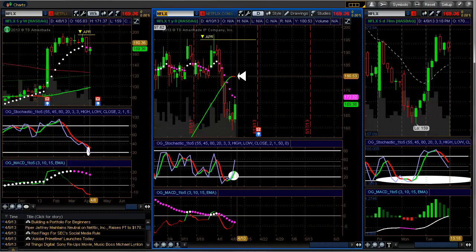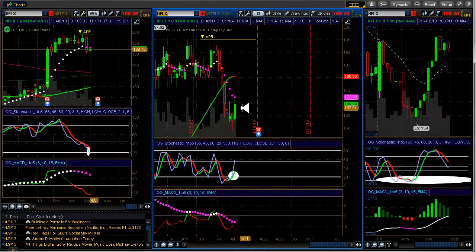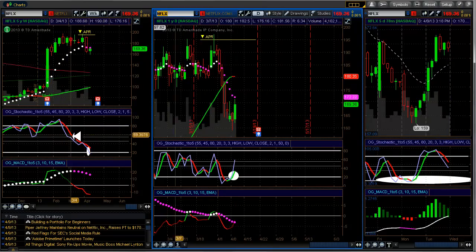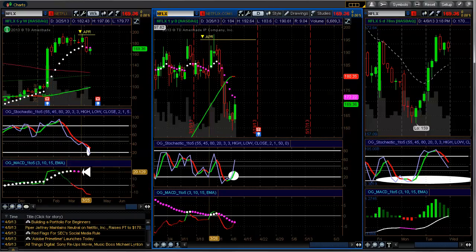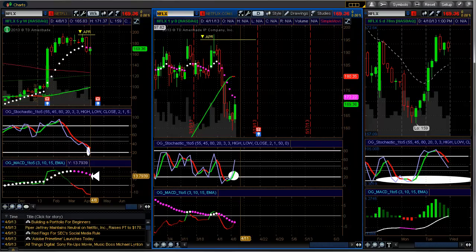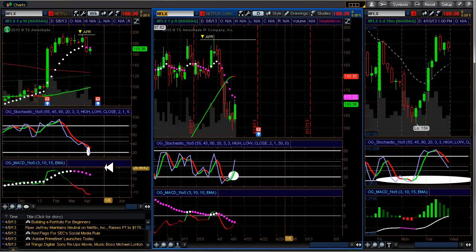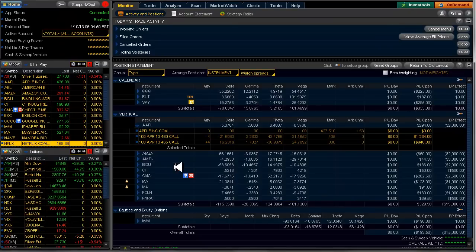Okay, so at least I'm thinking that on Netflix, we got stochastic on long term down. We have the MACD, both short-term and long-term, on the long-term chart. Moving average and current, both moving down. It just wasn't really looking good, and I didn't like what I was seeing, so I took a pass on that one.